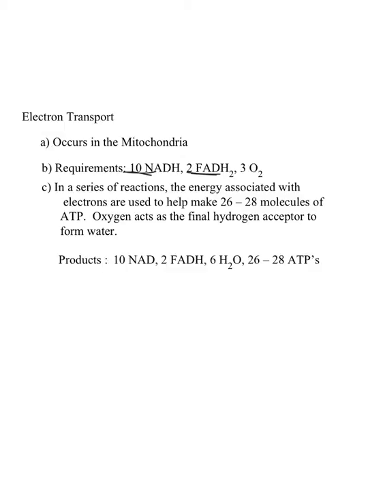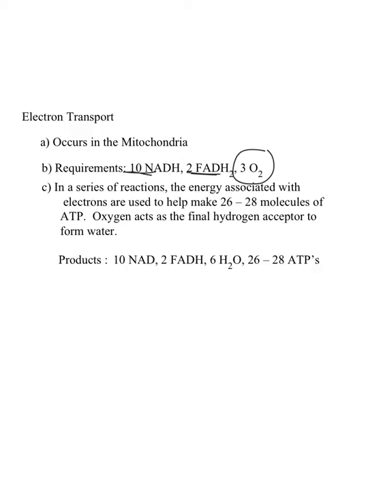And we're going to get all the energy that is associated with those hydrogens to make lots and lots of ATPs. Well, the hydrogens have got to go somewhere at the end, so we're going to need some oxygen to go ahead and pick up those hydrogens and carry them out as waste in the form of water. So, in essence, energy associated with those electrons and hydrogens is going to be used to make ATP. Oxygen acts as our final hydrogen acceptor to go ahead and form water and carry those hydrogens out as a waste.